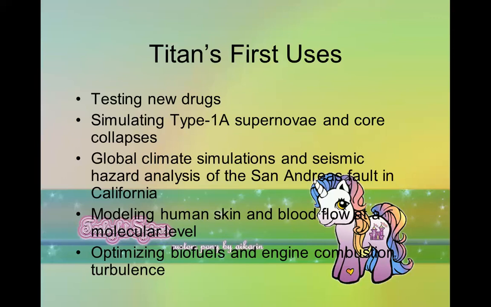Even though it's been online for less than a month, Titan has received 79 proposals. For medicine, for example, the work we're doing on drug design: a drug molecule is a bit like a key in a lock, so we try to see how the key fits in the lock and if it will fit. A guy in a research lab or a company will try maybe several hundred of these potential keys to see if they fit in the lock. It's also going to be used for testing new drugs, simulating supernovae core collapses, global climate modeling, human skin and blood flow at the molecular level, and optimizing biofuels and engine combustion turbulence.